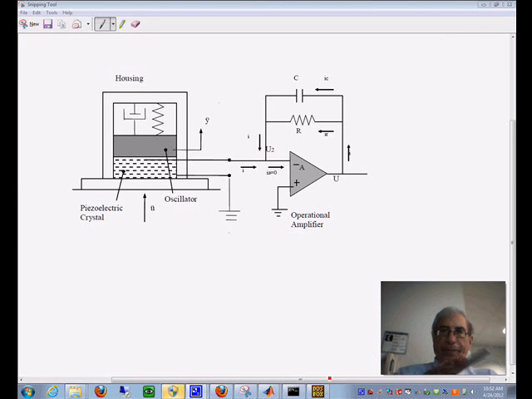Good morning. Okay, today we're going to talk about mechatronic systems. As you can see on the screen here, this is a sensor and it's a piezoelectric sensor model. It's called a mechatronic system.